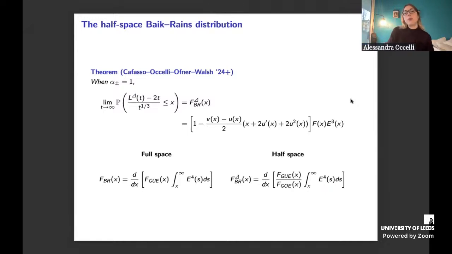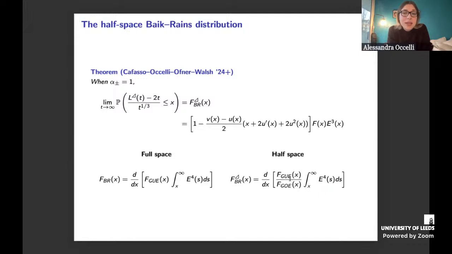Another is also this different expression. This is more similar to what Patrik presented. So we can compare in full space and in half space. Here you have the structure in terms of a derivative of this product. In full space you have GOE Tracy-Widom times this integral of e to the fourth. That should correspond somehow to the perturbation term that appears also in the determinantal formula.